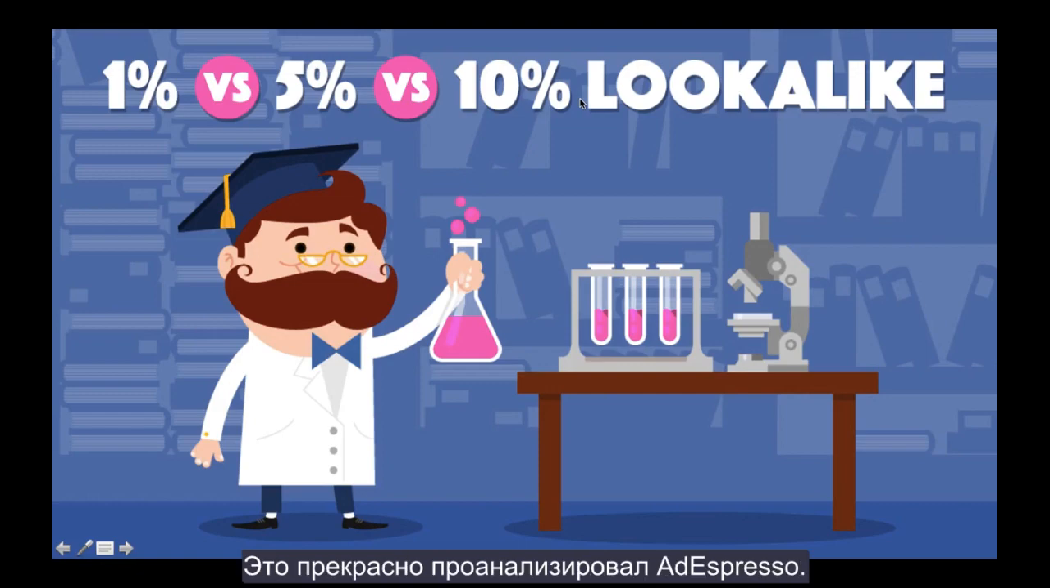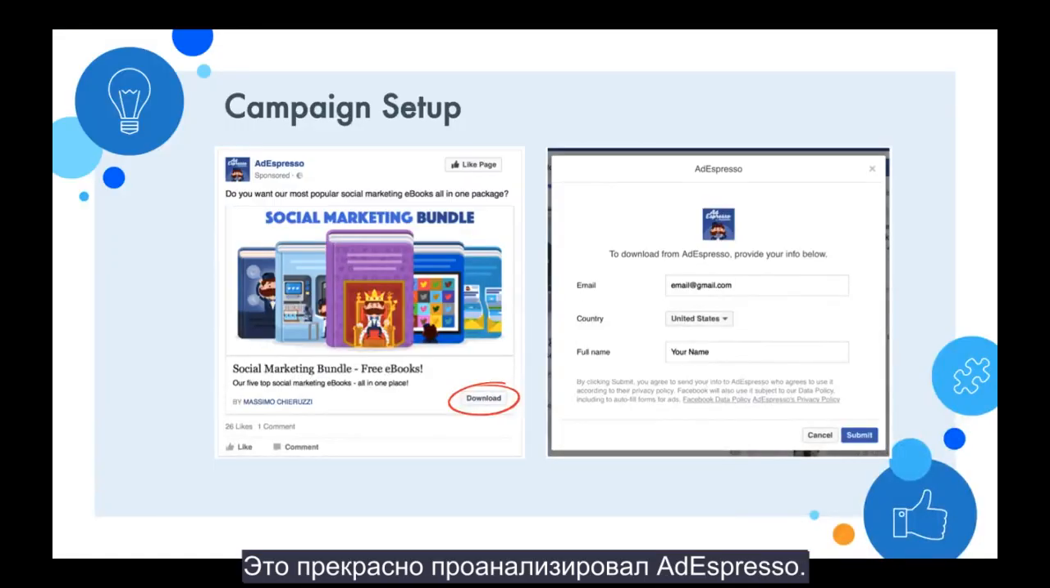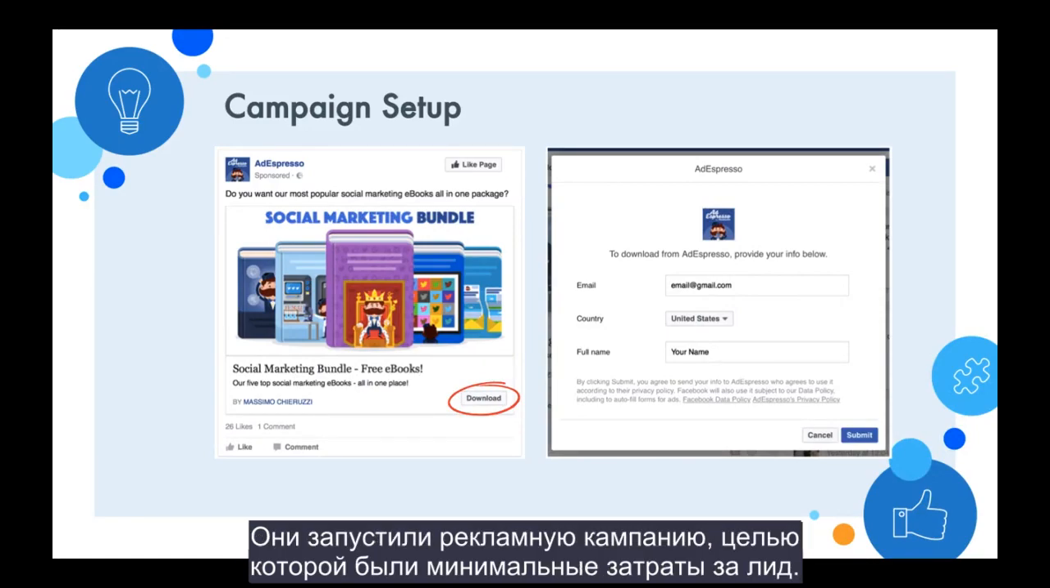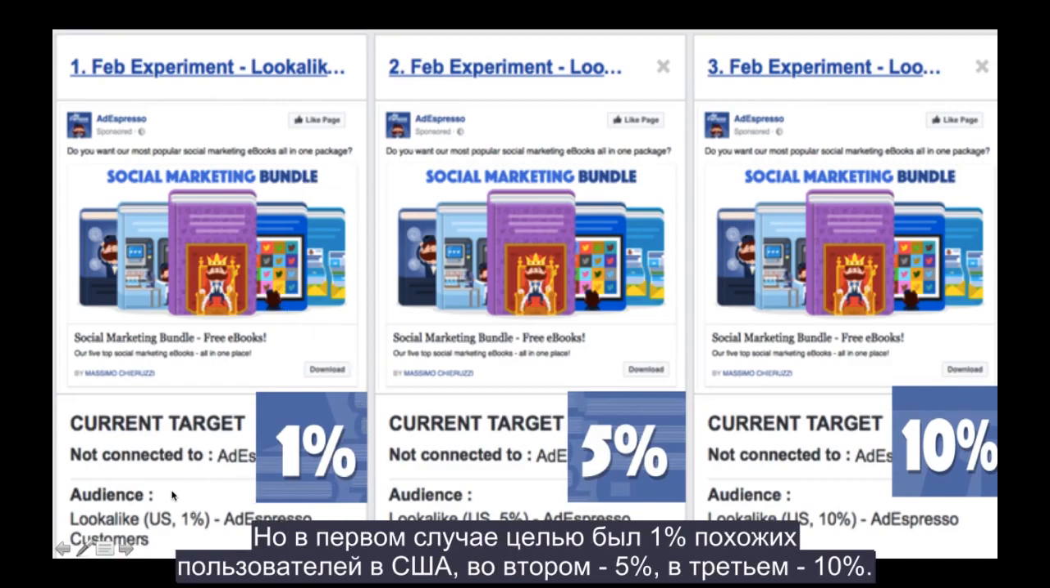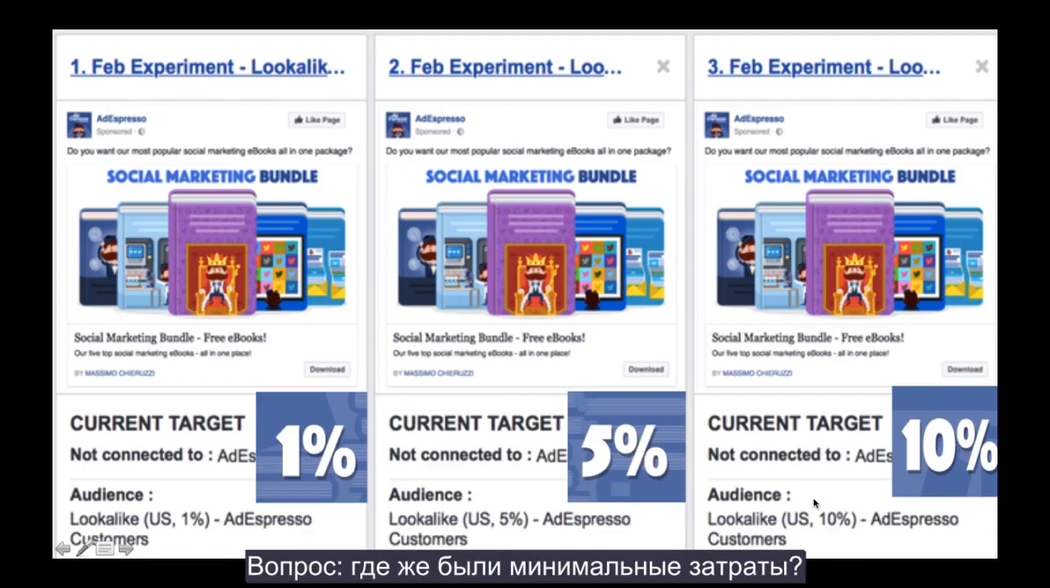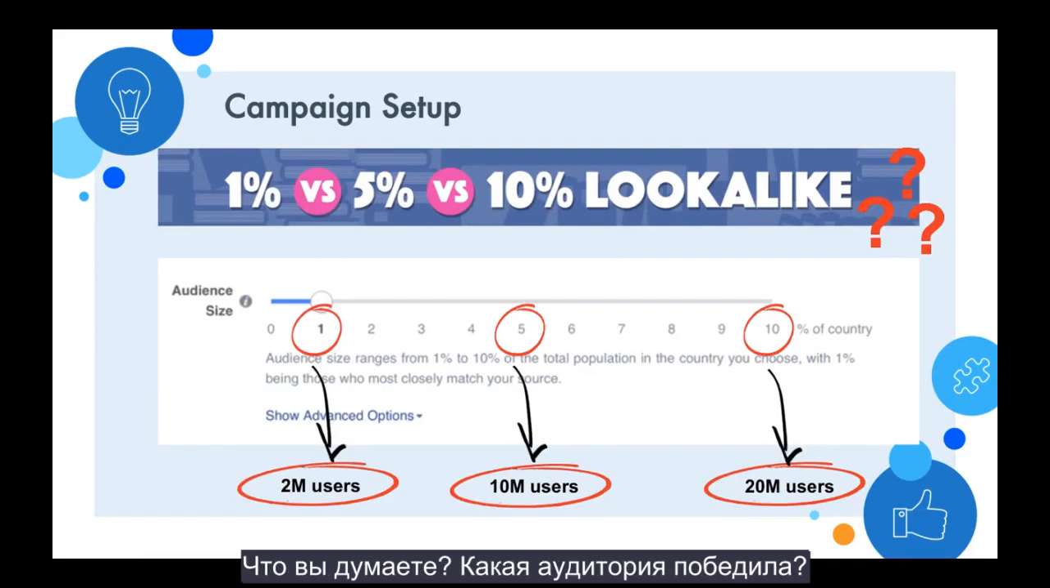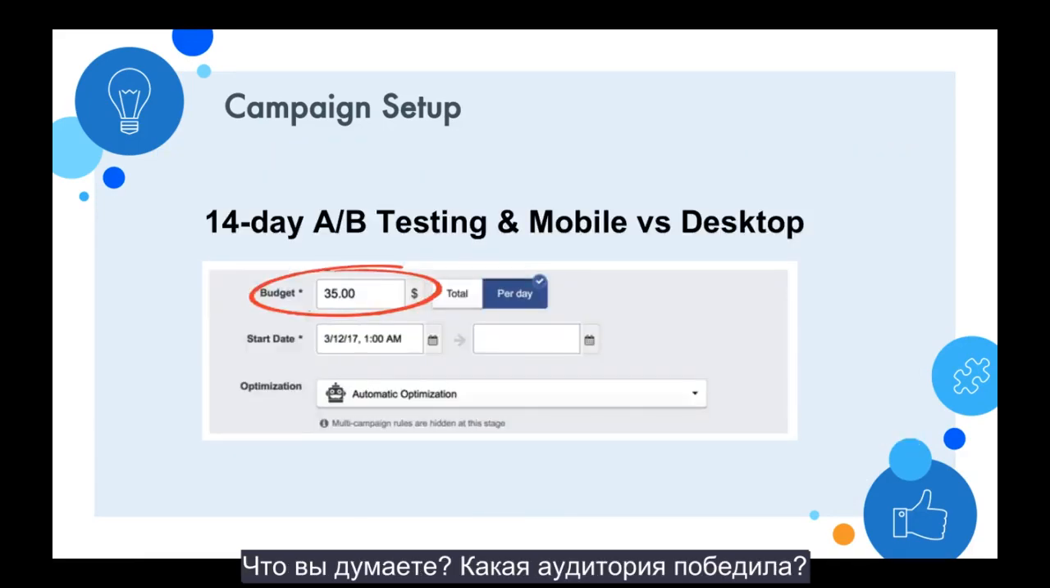And that's what AdEspresso very nicely analyzed. How did they do it? Well, that was their campaign setup. They actually ran a lead generation campaign where they wanted to optimize for the lowest cost per lead, okay? And they ran an ABC test, okay? So you see everything was completely the same, same creative and copy, but it was just targeted to the 1% in the US, the 5% or the 10%. Now the question is, which one had the lowest cost per lead, okay? So that was their setting.